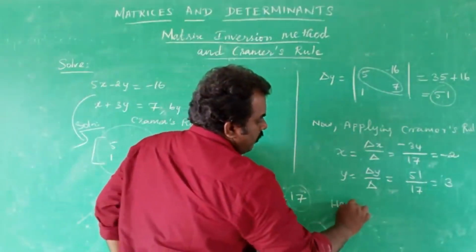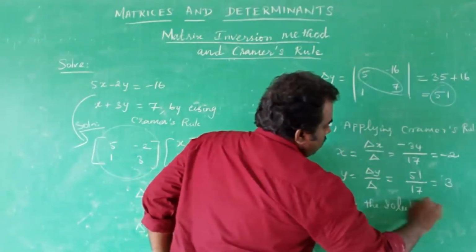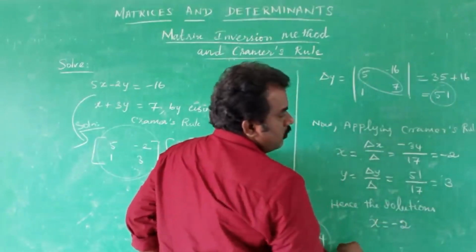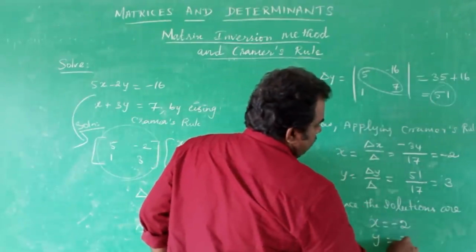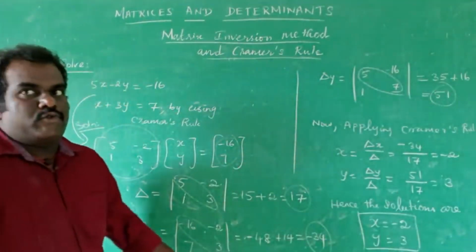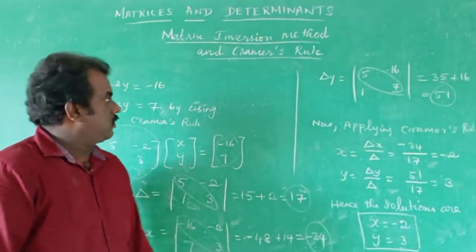Hence the solution: x is equal to minus 2. Hence the solutions are x is equal to minus 2, y is equal to 3. This is the procedure to find the solution of x and y by using Cramer's rule.